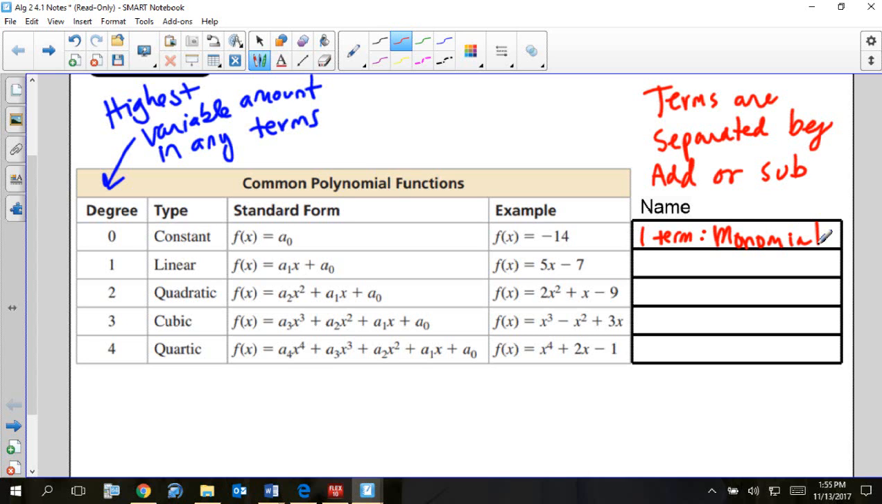Alright, if you look at this example, the linear has a degree of 1. That means that out of the terms we have, the highest exponent, the highest amount of variables in any of the terms is 1. And we've graphed these, they look like lines. So here I've got an x to the first. And in the other term, there's no x's in it. There's just a constant. How many terms are in this example right here?